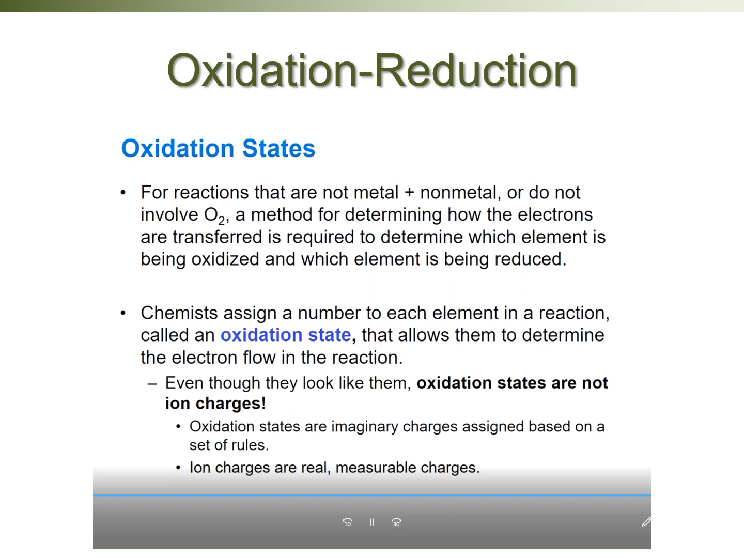So, and here's the slide that says, even though they look like them, oxidation states are not ion charges. Oxidation states are imaginary charges assigned based upon a set of rules, and ion charges are real. They're measurable charges. It shows what happens once the electrons show up or leave. So that's the difference. But you can actually use the ion charge to determine oxidation number, even though they're not the same thing. So there's that.